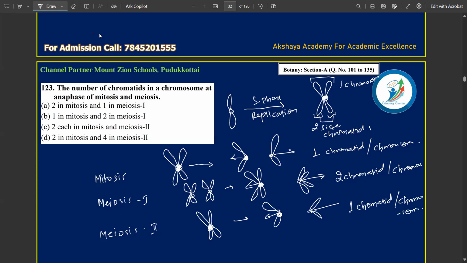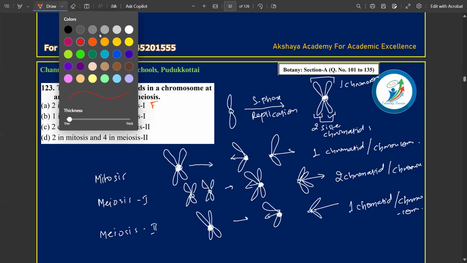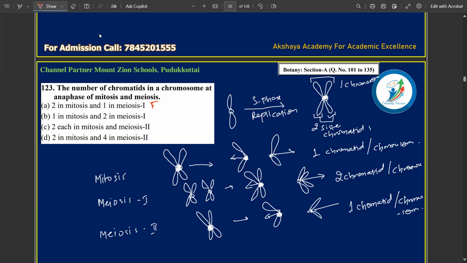Let's see the options. Option A says 2 in mitosis and 1 in meiosis 1. It's false, because there was 1 in mitosis and in meiosis 1 there was 2. Then 1 in mitosis and 2 in meiosis 1, it is true. Then 2 in each mitosis and meiosis 2, it's false. Both have 1. 2 in mitosis and 4 in meiosis 2, this is also false. So the right option will be option B.